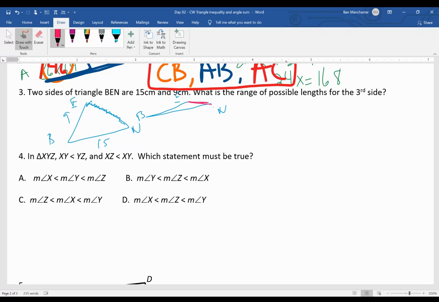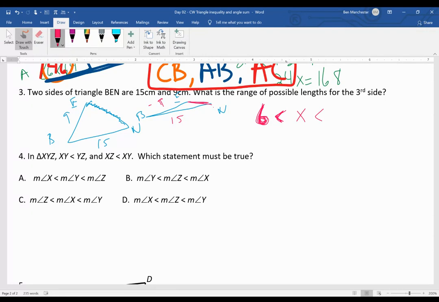Okay, and we find the smallest one by subtracting. So 15 minus 9. 15 minus 9 would mean the smallest possible thing is 6. Okay, but it can't be equal to 6. It has to be 6.01. So rather than using a real number, we just use the less than. So 6 is the smallest possible thing.